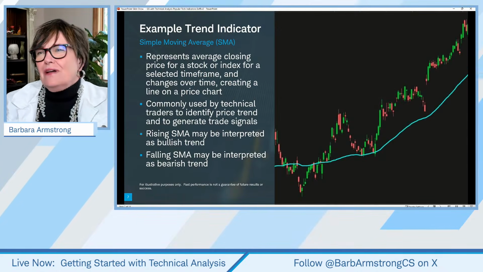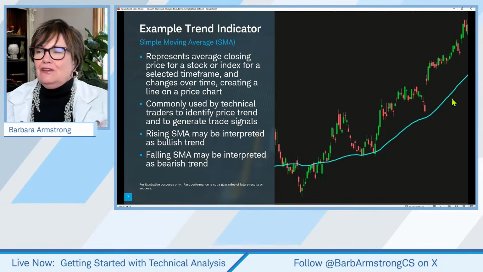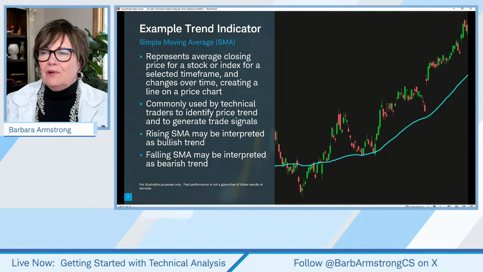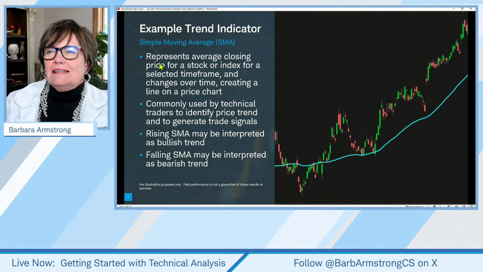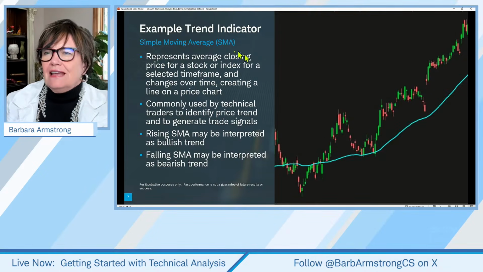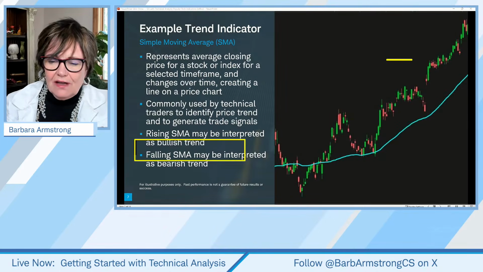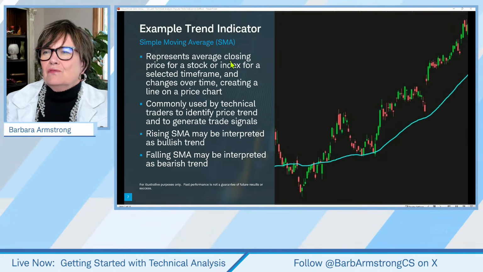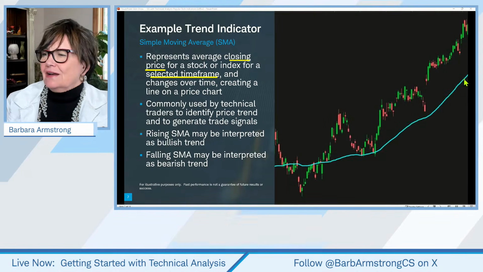So here's an example of a trend indicator, a simple moving average. And if you've attended any classes, you've probably seen moving averages on the chart. And they can be a simple moving average or an exponential moving average. So a simple moving average is calculated by taking the closing price for a stock over a particular time frame. There we go. So we're looking at the average closing price over a selected time frame. And that's what creates this line on the chart.